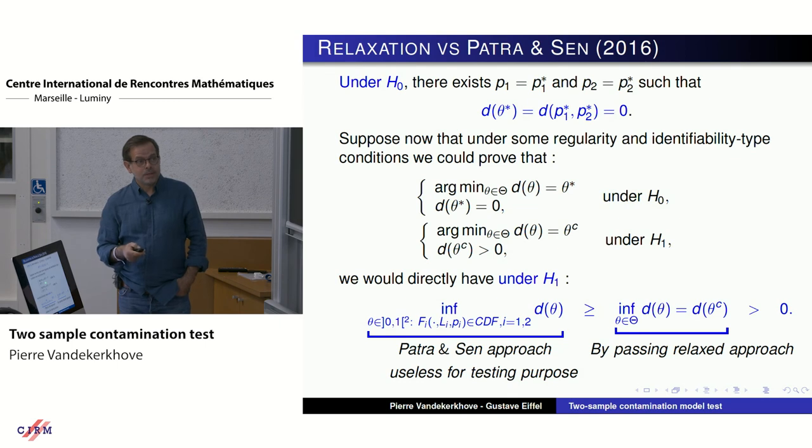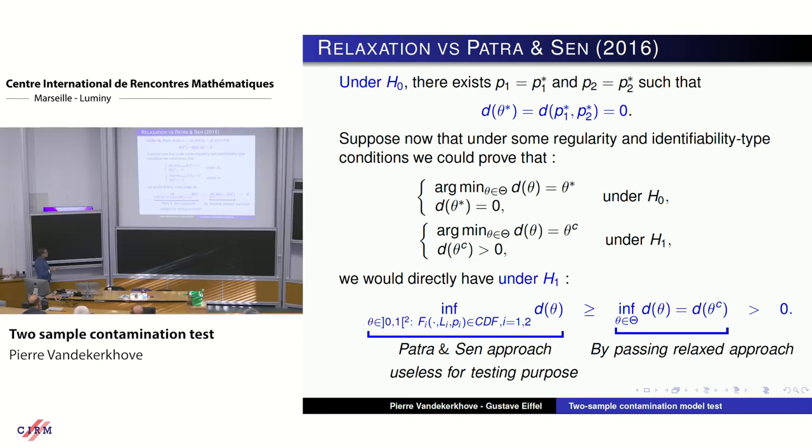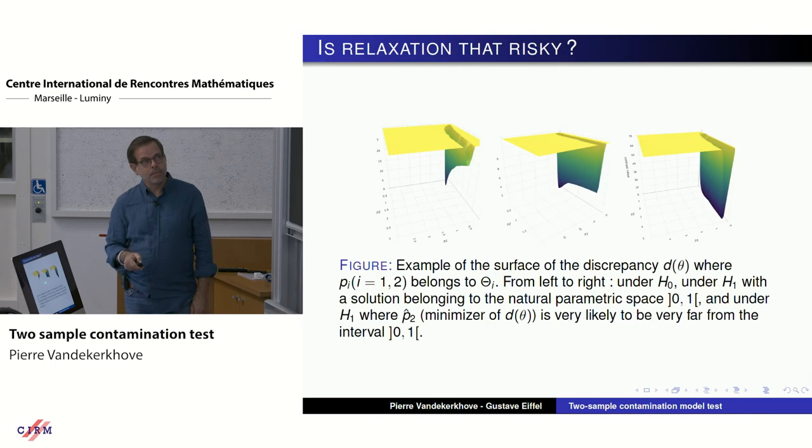Okay? And this is the moment in which we bypass the Patra-Sen approach, because Patra-Sen would say, okay, I will take the infimum of D, but be careful, you have to check every time that your inverse candidate is a true CDF. We don't suppose that anymore. We just minimize over theta. Patra-Sen would every time check that you have a true CDF or something acceptable. We bypass this step, we just go there, okay? And now the question, is it a big deal?